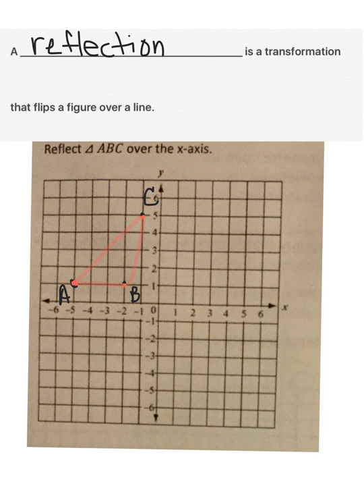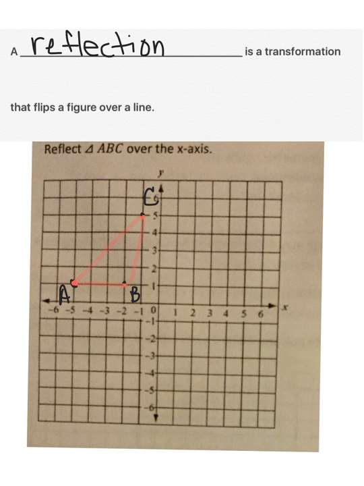A reflection is a transformation that flips a figure over a line. So I actually want to reflect triangle ABC over the x-axis. The easiest way to do this is just to figure out how many units each point is away from the x-axis, or whatever line you're reflecting it over.